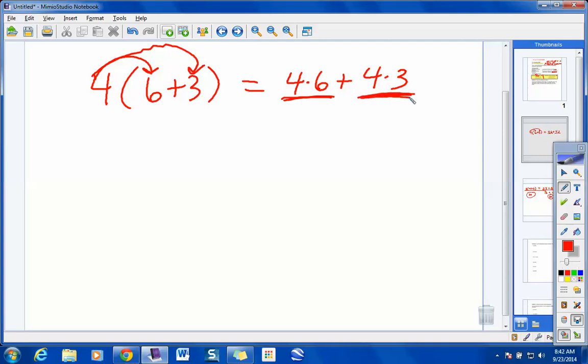Mm-hmm. Let's see if these are equivalent. What's the 6 plus the 3 right here, everybody? 9. So this is really 4 times what value? 9. And what's that product? 36. Good.